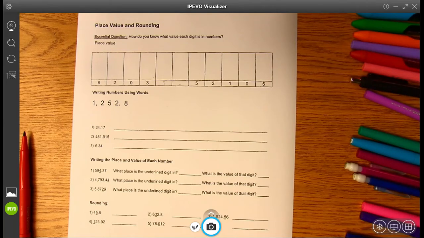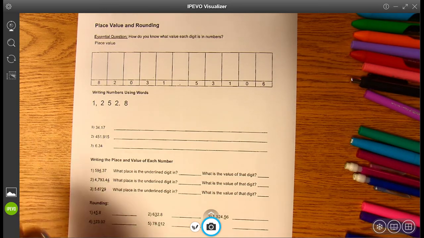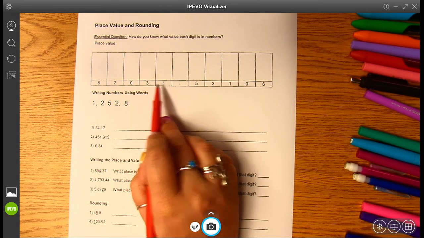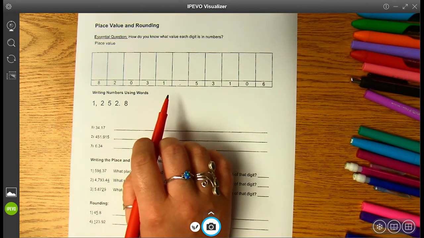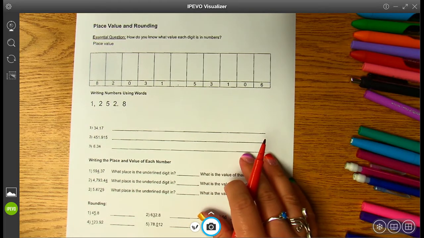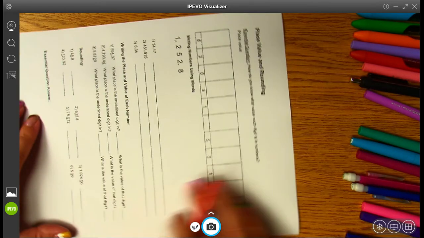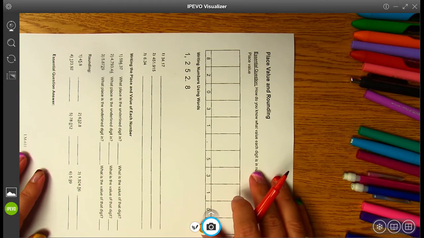Hello, my little mathematicians. Today we're going to talk about place value and rounding. It's important that we know what each individual number is called depending upon what place value they're in. So let's go ahead and start by turning our paper like this, okay? And we'll start right here.